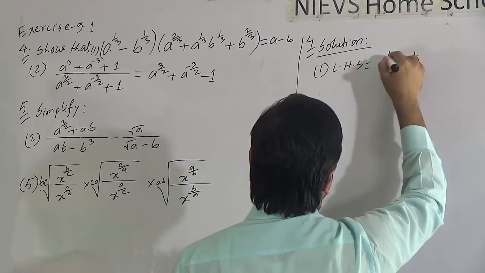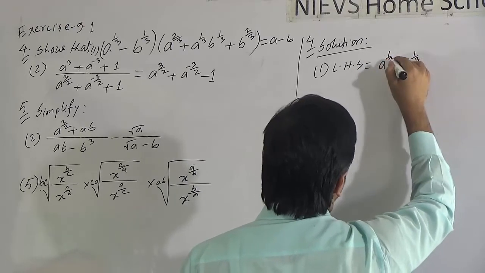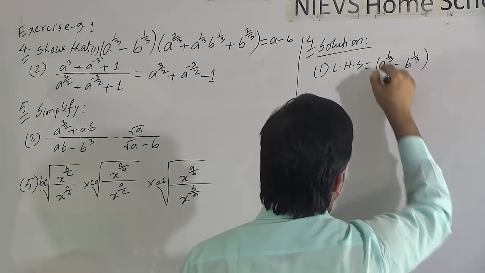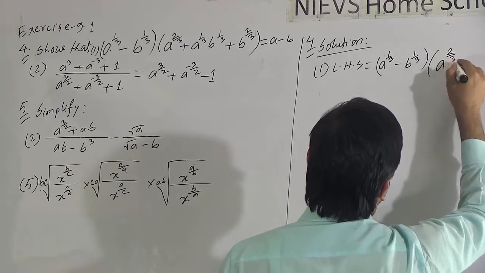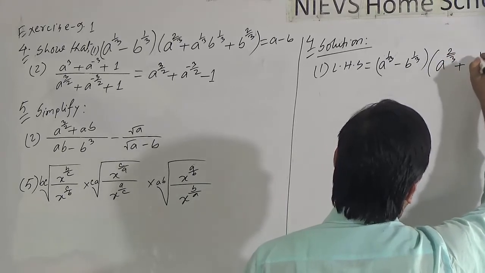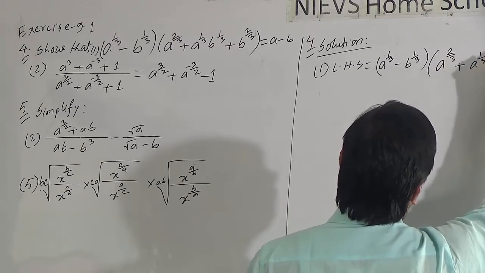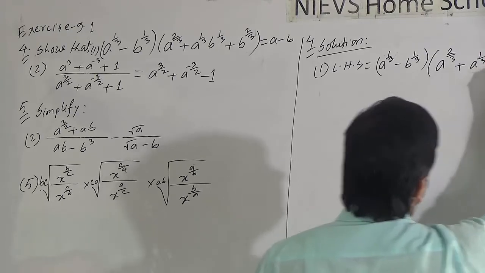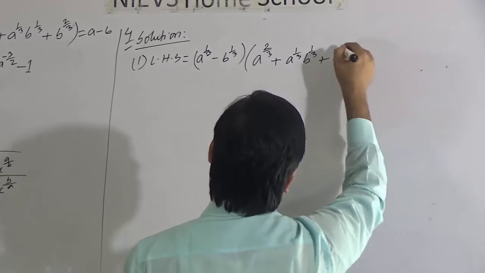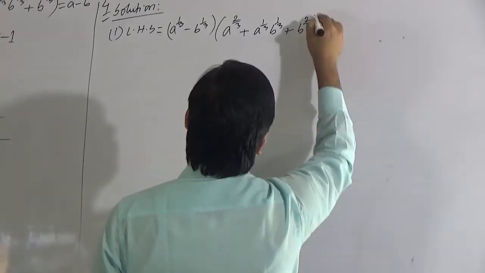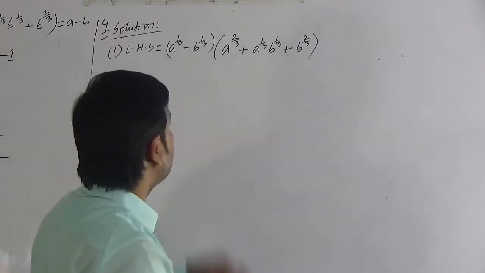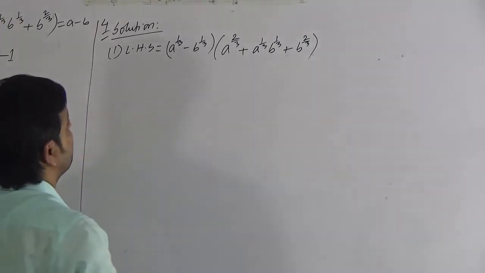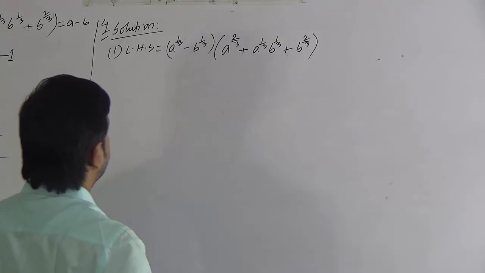So we can write here into a to the power 2 by 3 plus a to the power 1 by 3 into b to the power 1 by 3 plus b to the power 2 by 3. This is our left hand side. We need to solve this question. It means that we need to show that this is equal to a minus b.